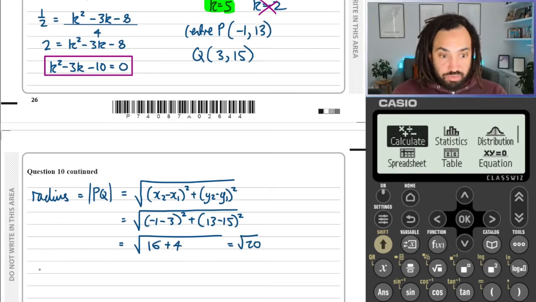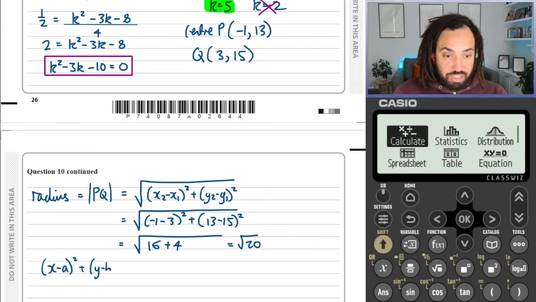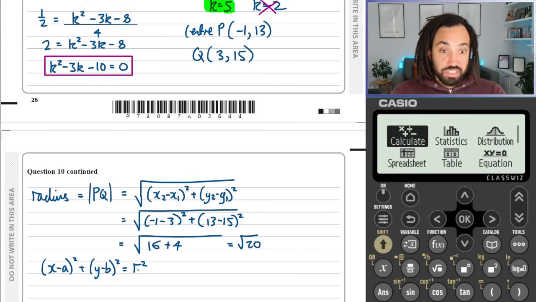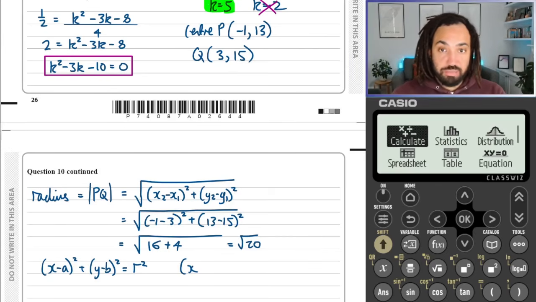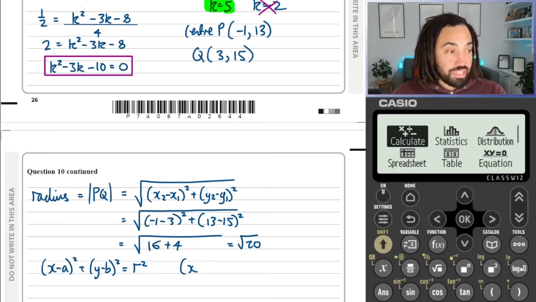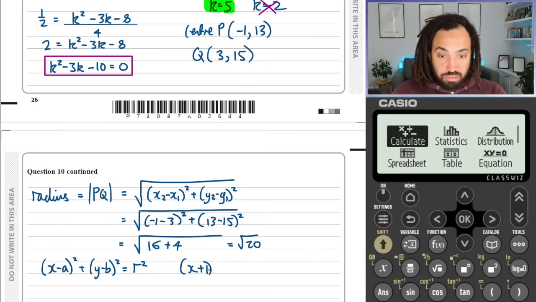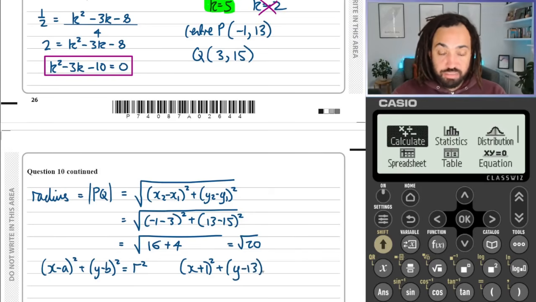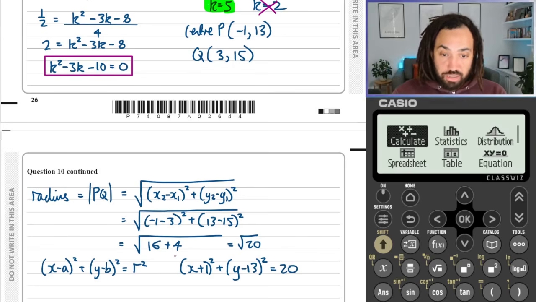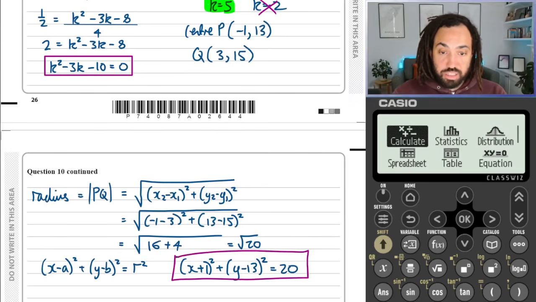Okay, now the equation for a circle is (x − a)² + (y − b)² = r², where a and b are the centre coordinates and r is the radius. So we know what the centre is. The x coordinate is -1, so it's x minus -1, which is the same as x plus 1, and for the y, the centre is 13, so it's just y minus 13. And then the radius is root 20, so we want the radius squared, so that's just 20. And there you go, that is the equation for the circle.